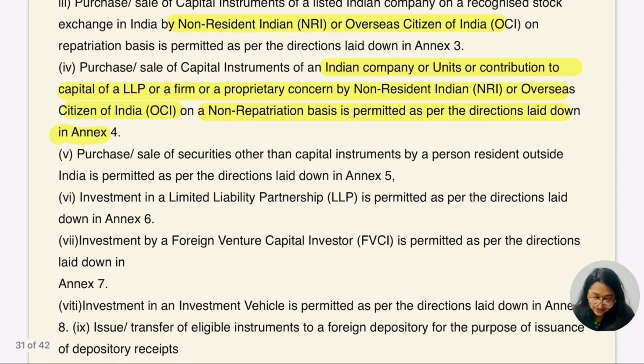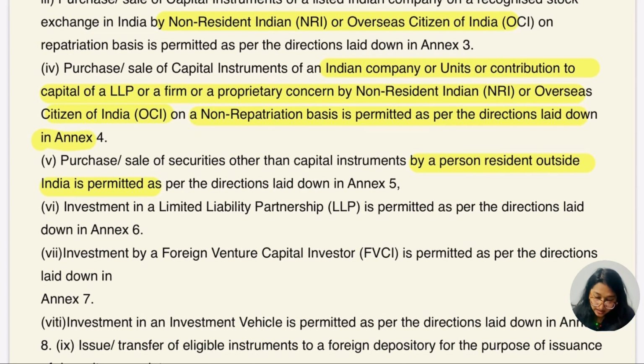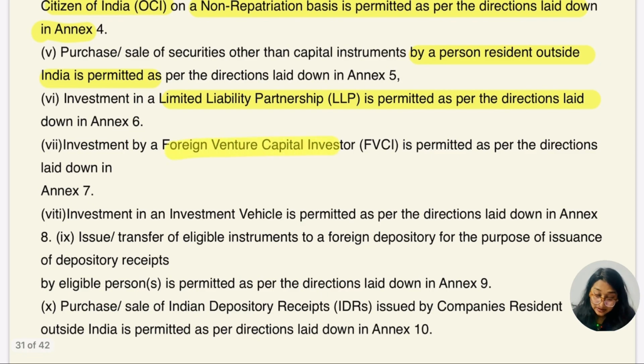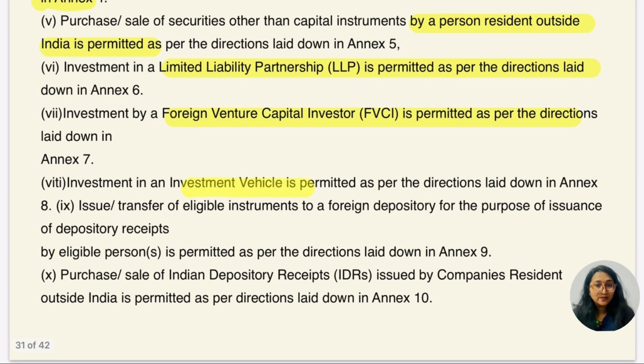Purchase, sale of securities other than capital instrument, I repeat, other than capital instrument, by the person resident outside India, which is again permitted as per the direction laid down in annex 5. Investment in LLP is permitted as per the directions written in annex 6. And investment by foreign venture capital investor is again permitted as per guidelines in annex 7. And investment in an investment vehicle, पता है ना, is permitted as per the direction laid down in annex 8.